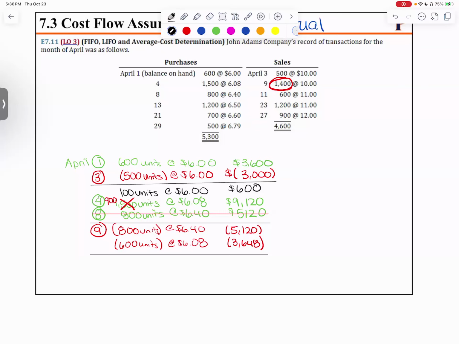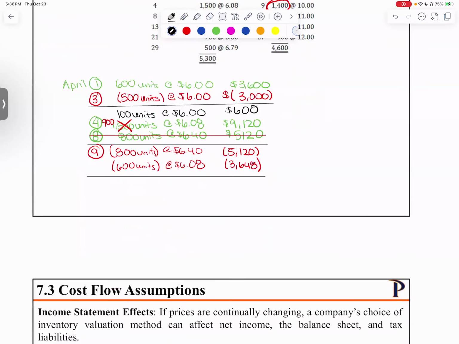If we take a look at the new composition of our inventory, we still have 100 units at $6. That was a total of 600. And then we have 900 units remaining from our purchase on the 4th at $6.08 for a total bundled price of 5,472.